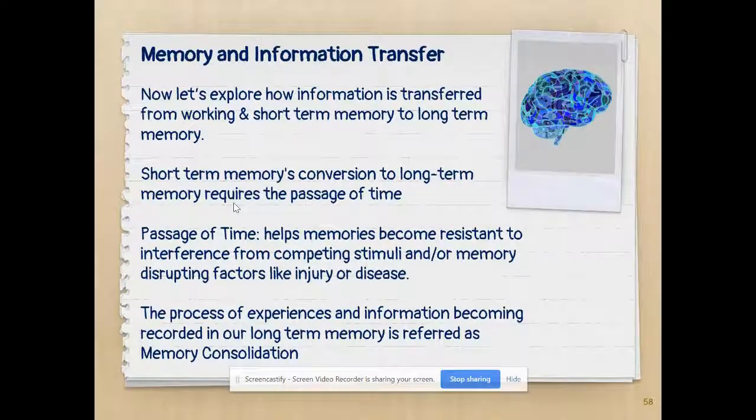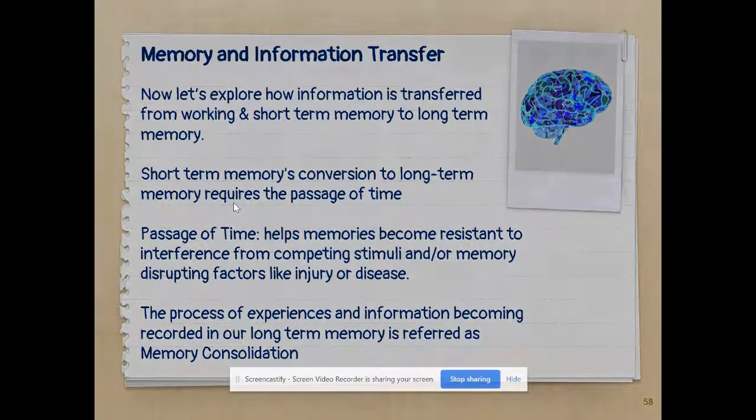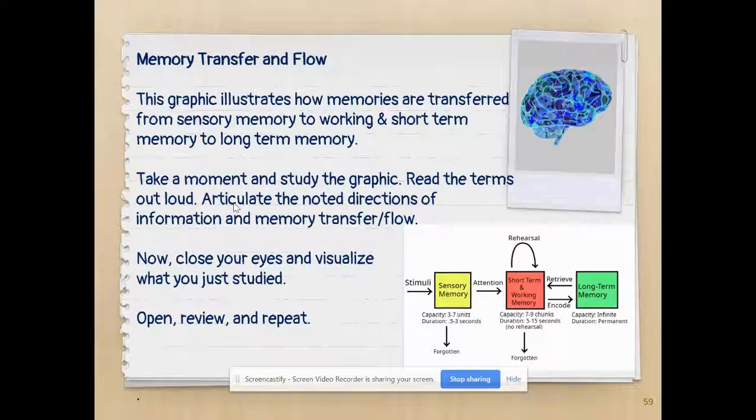Short-term memory's conversion to long-term memory requires the passage of time. The process of experiences and information becoming recorded in our long-term memory is referred to as memory consolidation. This graphic illustrates how memories are transferred from sensory memory to working and short-term memory to long-term memory.